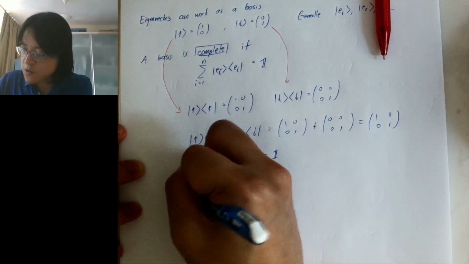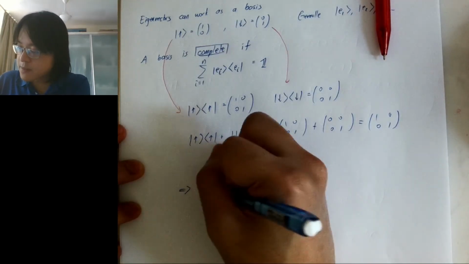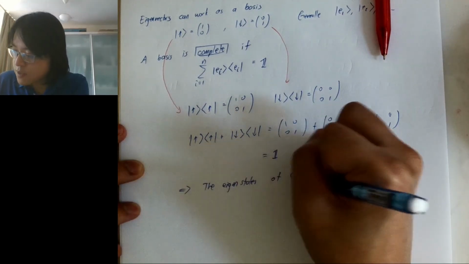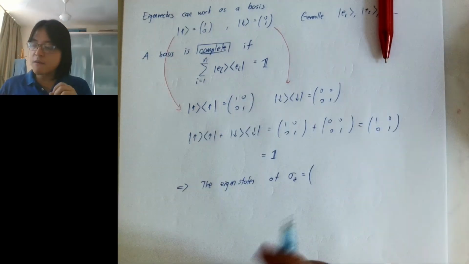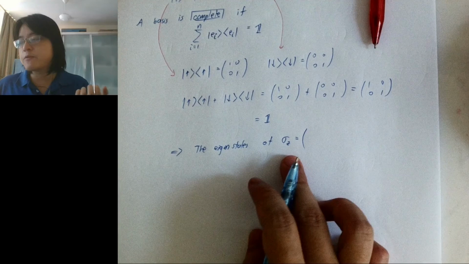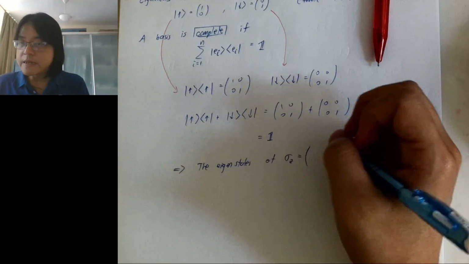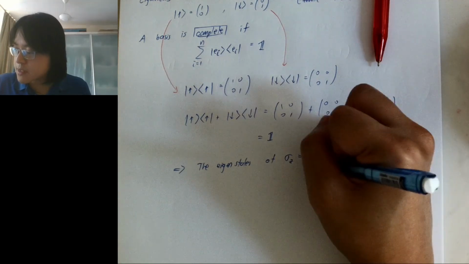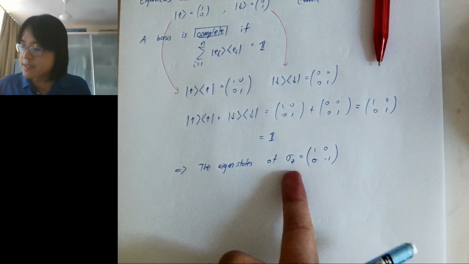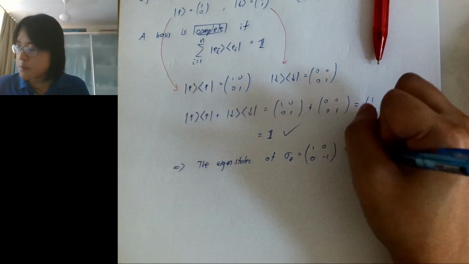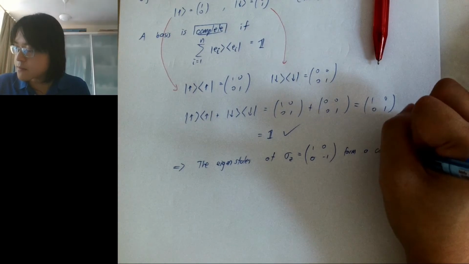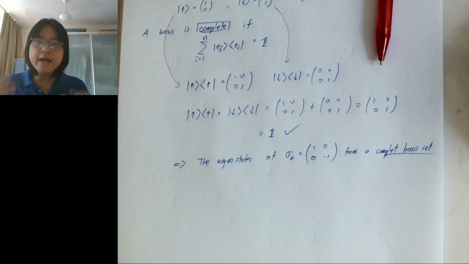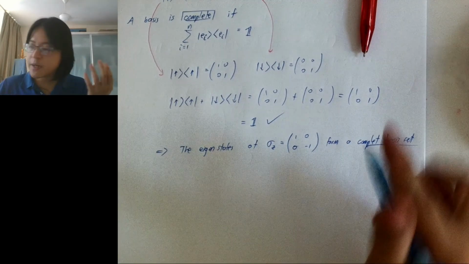So therefore we conclude that the eigenstates of this operator, we need to refer to what operator we're talking about, because given an experiment, you can measure so many things about it, but we are particularly measuring the spin of this. So the eigenstates of this, we check that they form a complete basis set. That is what it means by complete.